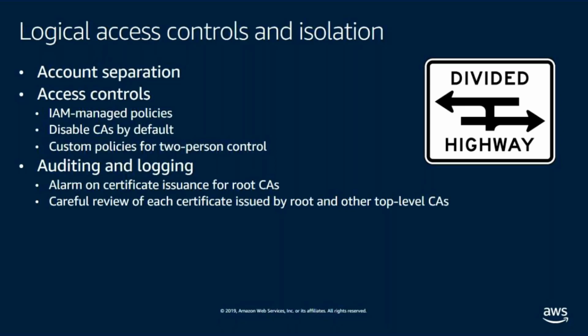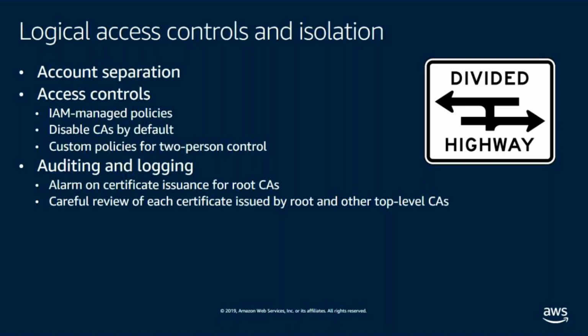And I mentioned you can create alarms on certificate issuance for root CAs. You can do a careful review of the audit report for roots, and sampling for CAs that are lower in the hierarchy, like issuing CAs. And of course, CloudTrail, as I talked about before, is a best practice for monitoring and reviewing the API calls.